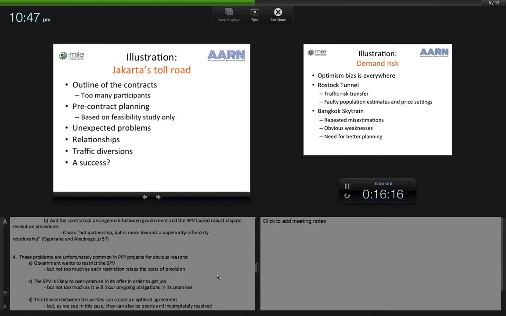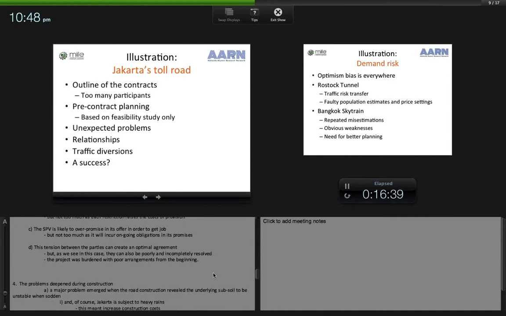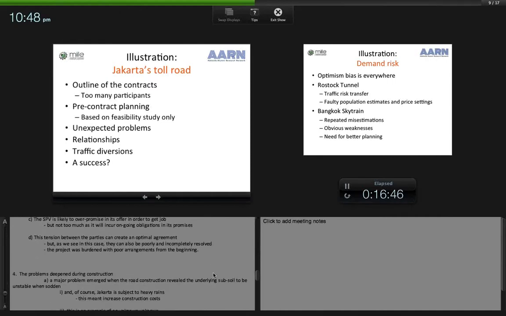Government, on the one hand, wants to restrict the SPV, but if it imposes too many restrictions, that simply raises the costs of provision. And of course, the SPV, if you think of it from their point of view, is very likely to overpromise on their ability to deliver in order to get the job in the first place. But of course, they must not overpromise too much, because they will incur ongoing obligations. Now, generally, this tension between the parties can create an optimal agreement, but as we see in this case, that tension can be poorly and incompletely resolved, and this project was burdened with poor arrangements from the beginning.